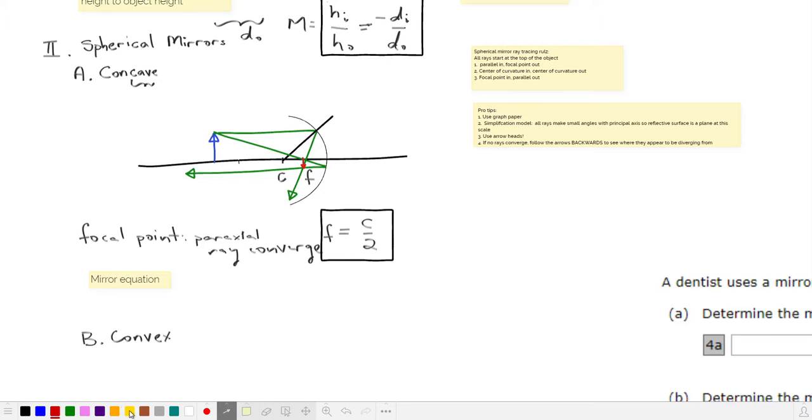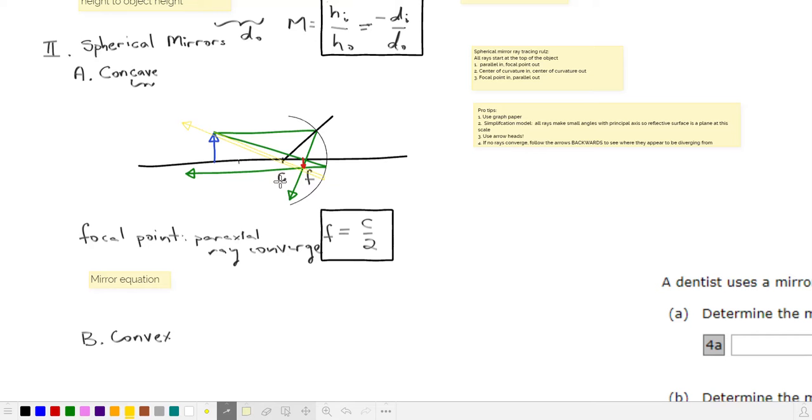But just to check, let's go straight through the center of curvature. I know that a line that goes through the center of curvature is going to have to come back out through the center of curvature. So if it comes in like this, it needs to come out like that. That's just a useful check to make sure that I have my image location in the right place. I just use this third line straight through the center of curvature to make sure the image is right.